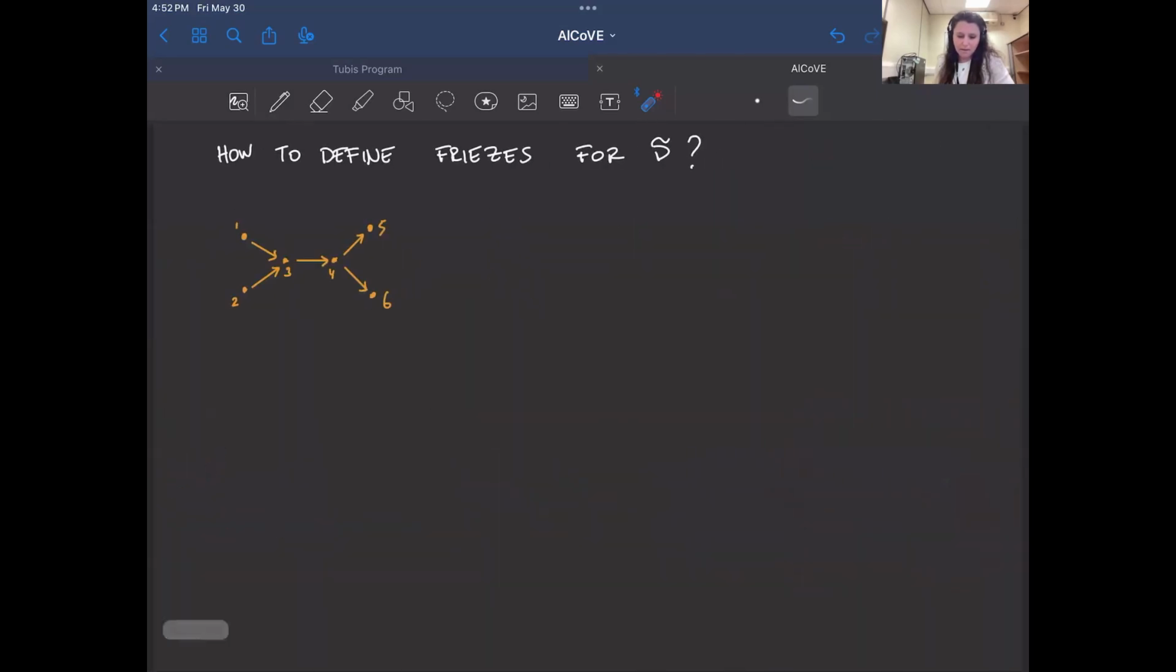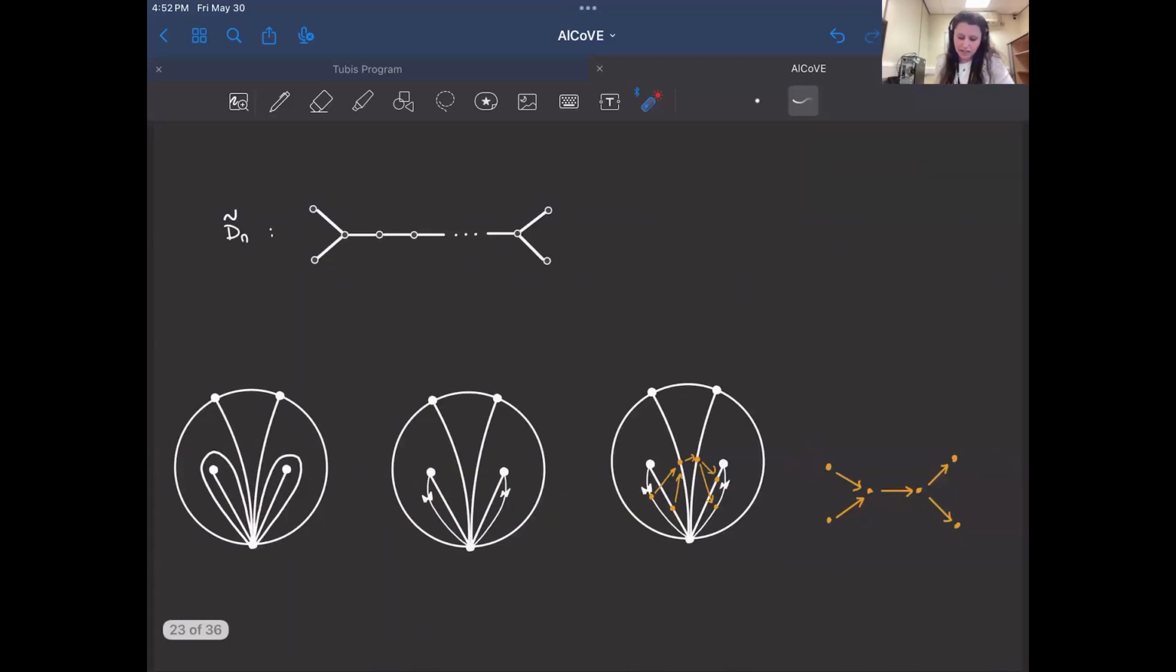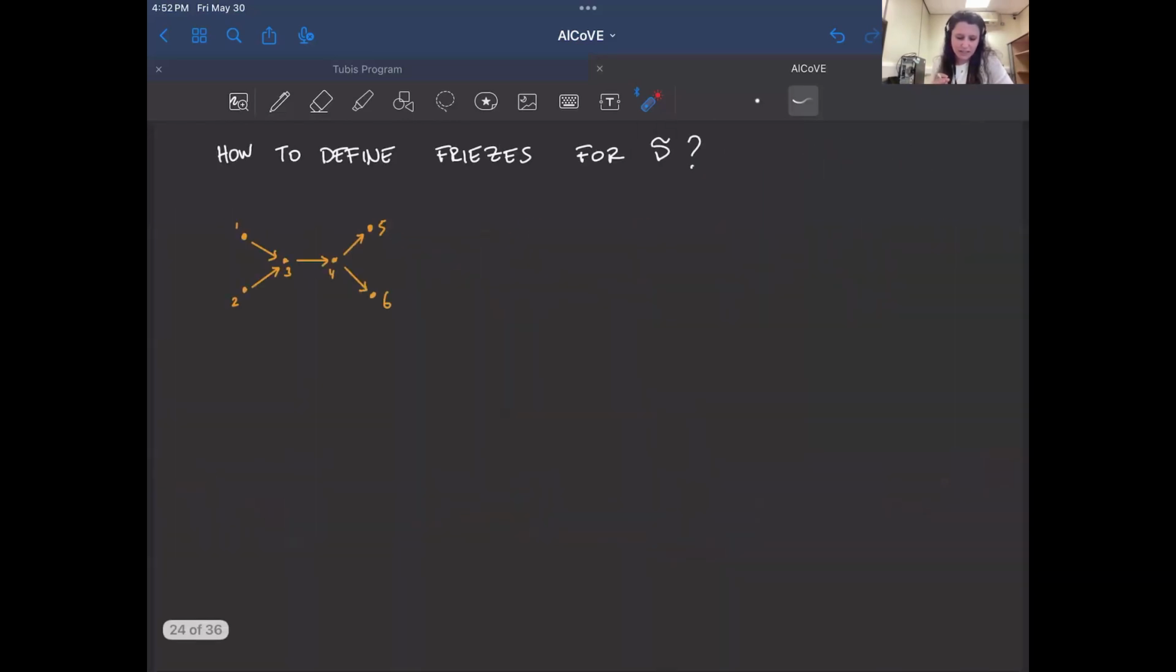But yes, this is a twice punctured disk. I have one boundary. Do I just get one Frieze? Then the growth doesn't make sense, there's only one. But actually, what we did, we wanted to have a nice definition of a Frieze for the affine type. We looked at what are called quiver representations.